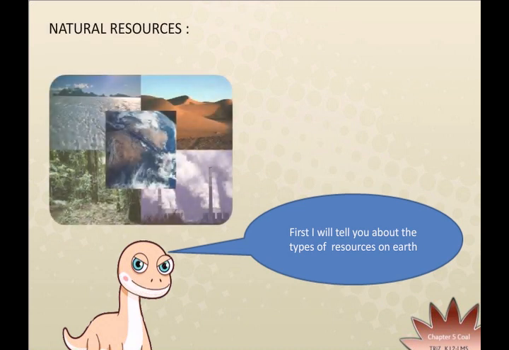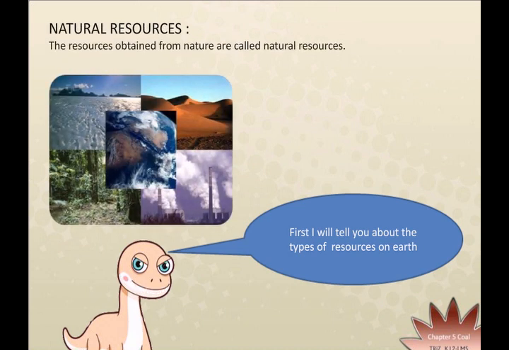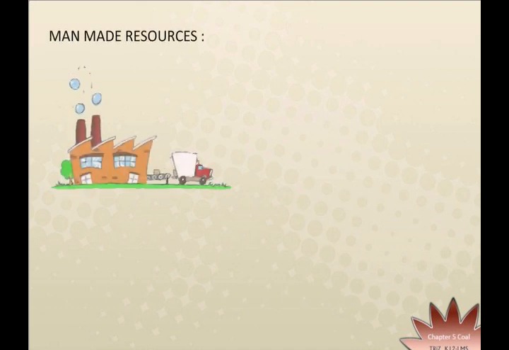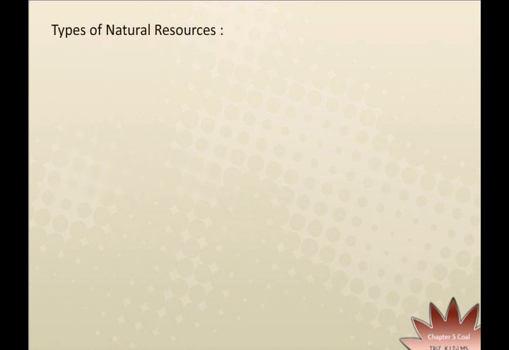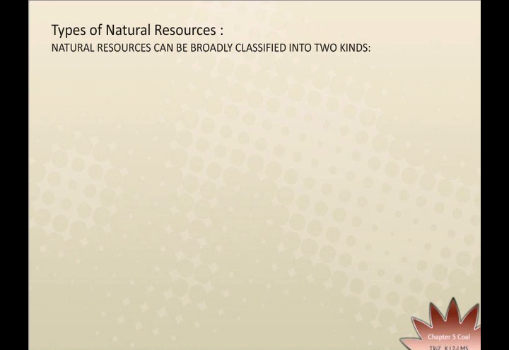Natural resources. The resources obtained from nature are called natural resources. These include air, sunlight, water, soil, and minerals. Man-made resources. The resources made by man are called man-made resources. Types of natural resources. Natural resources can be broadly classified into two kinds.